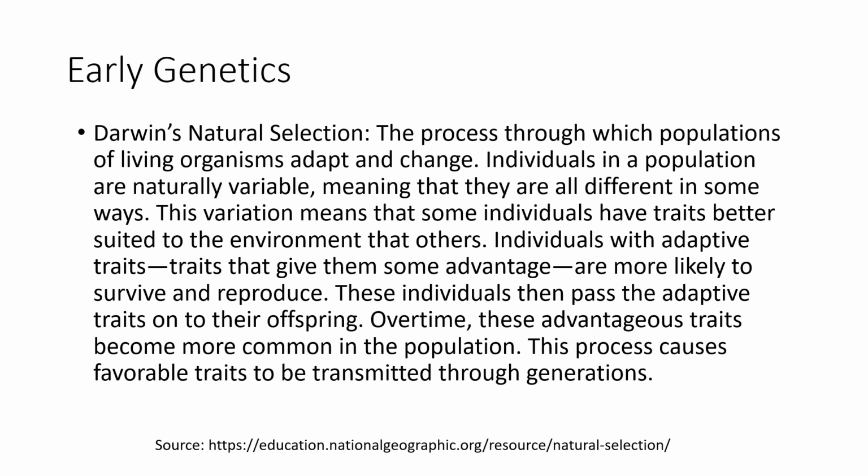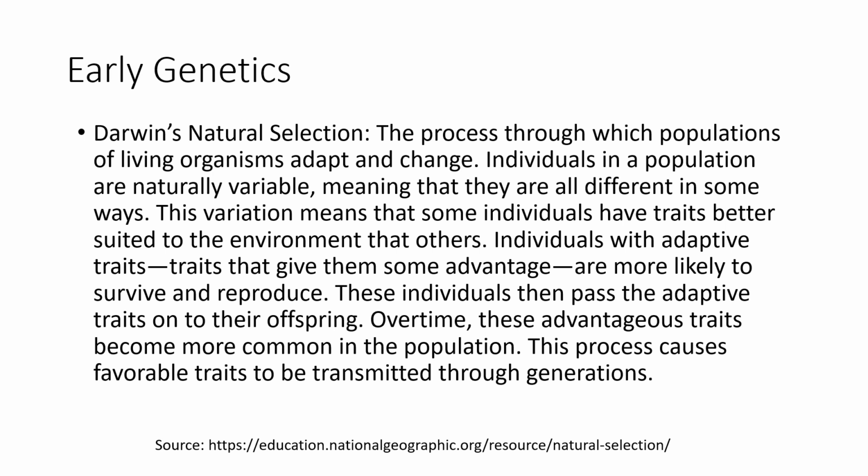Darwin's natural selection: the process through which populations of living organisms adapt and change. Individuals in a population are naturally variable, meaning that they are all different in some ways. This variation means that some individuals have traits better suited to the environment than others. Individuals with adaptive traits, traits that give them some advantage, are more likely to survive and reproduce.